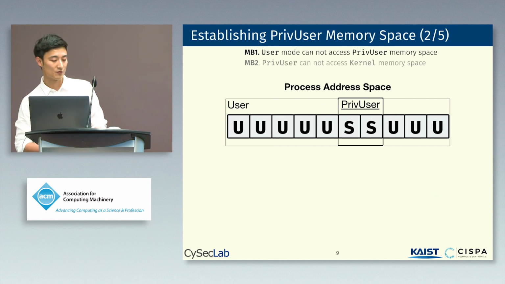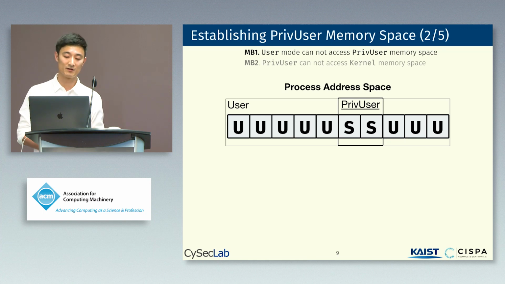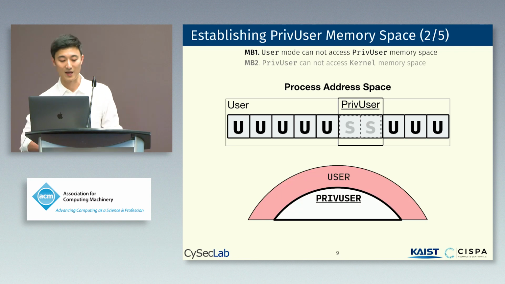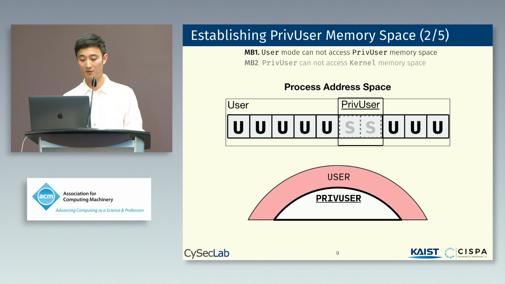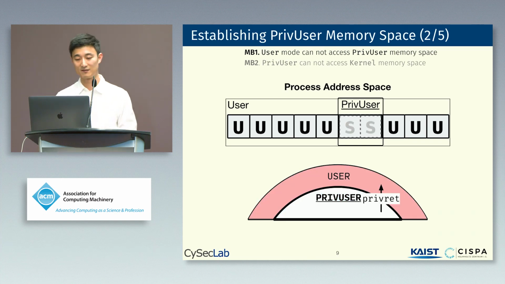So to create the user versus PrivUser memory boundary, LOTR x86 maps PrivUser memory space with supervisor pages to prevent user mode from accessing the secret directly. Again, supervisor pages are accessible in ring 0 through ring 2, but not in user mode. So when the context enters the PrivUser mode with a Privcall, PrivUser memory becomes accessible. As the PrivUser routine finishes and the control flow returns to the user, this memory becomes inaccessible again.